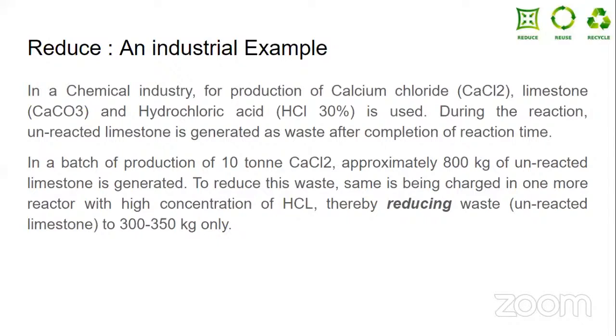Now, that contributes approximately 800 kg of unreacted limestone to produce approximately 10 tons of calcium chloride. Okay. So this unreacted limestone is again a source of waste. It needs to be dumped or sorted out. It's a huge quantity of waste getting generated from this particular product. So what the engineers did was, why don't we charge this unreacted limestone back into another reactor and give some high concentration of HCl to react with.